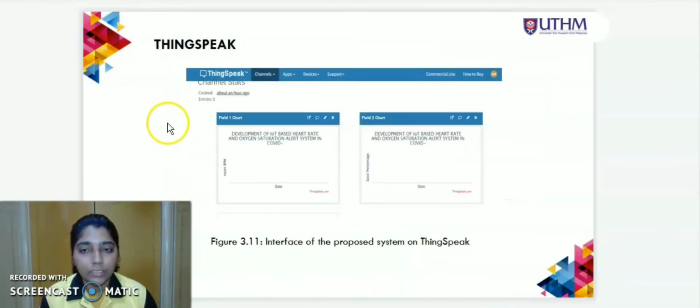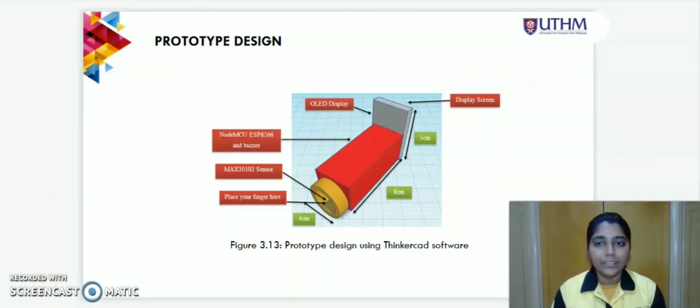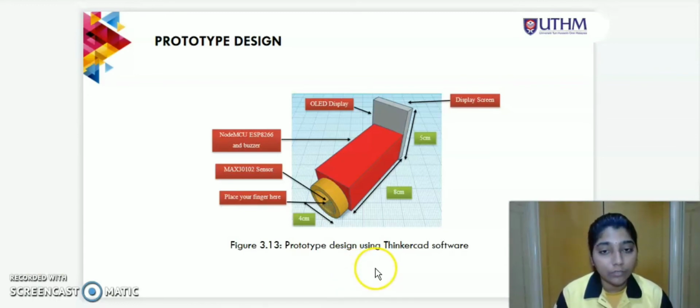So this shows an example of the interface of the proposed system on ThingSpeak. I have created my channel in which I have two field charts. One is for the heart's BPM reading, and another one is for the SpO2 percentage. So next would be the prototype design that I have designed by using the Tinkercad software.